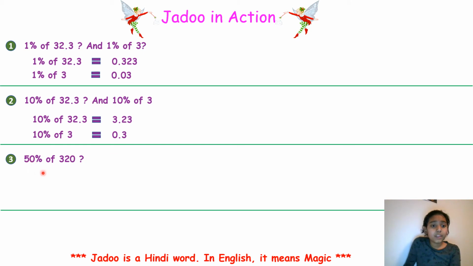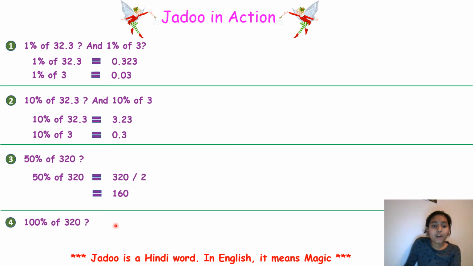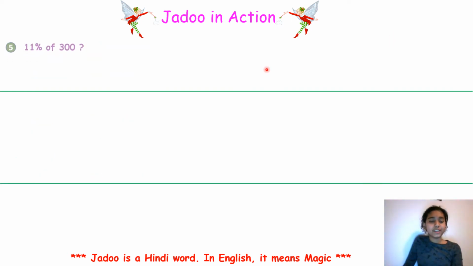Third, 50% of 320. Basically here we will just halve the number, so 320 divided by 2 would be 160. Fourth, 100% of 320 would be 320. Friends, our next question is 11% of 300.